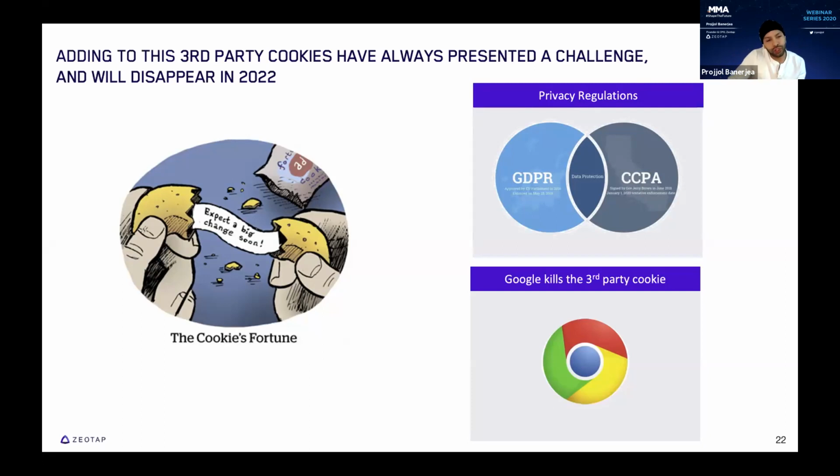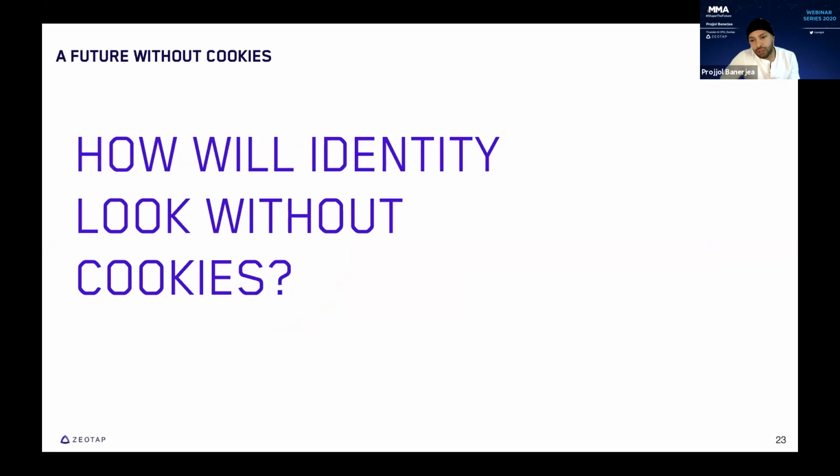This is true, of course, of GDPR in Europe, upcoming regulations such as CCPA in the US, but also, for example, there's new regulation in Brazil. India has its own privacy laws. This is consistent across the board wherever you sit. So what does identity look like in a world without cookies?